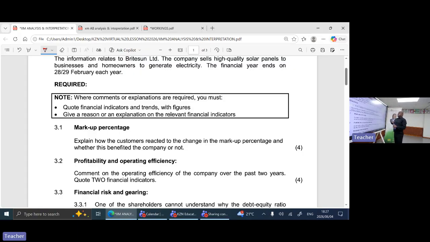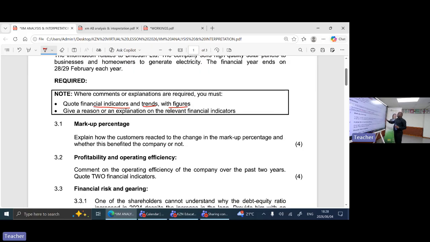And required, where comments or explanations are required, you must then quote financial indicators and trends with figures. And then you give a reason or an explanation on the relevant financial indicators. I'm reading this so that all of us understand. We see when we are commenting and quoting figures, we must quote indicators every time. Then also for relevant indicators.